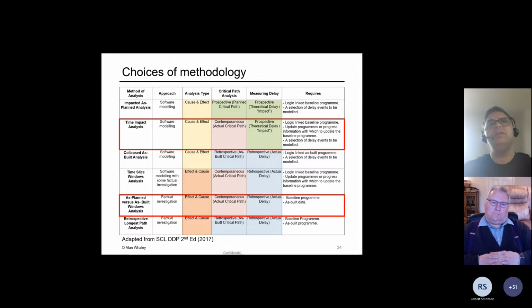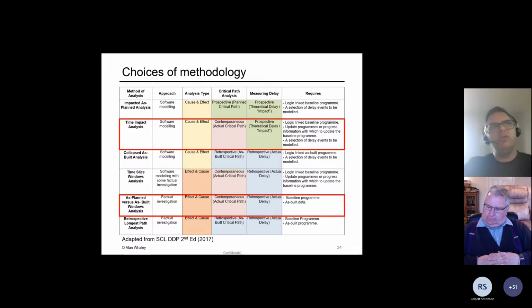We can see there's different ways of measuring the delay and determining causation, whether you look at things retrospectively or prospectively again. And finally, we can see on the left-hand side of the table that the approach we take is going to be either a software modeling approach or a factual investigation approach. So hopefully now you've got some understanding of the theory, you can quickly understand why these different methodologies might, say, produce different results.